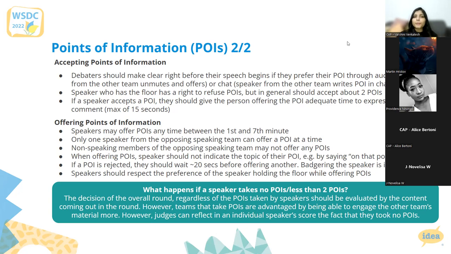If a speaker accepts the points of information, they should give the person offering adequate time to express their comment or question. So what's important is the little green box down there, which is what happens from a judge's perspective if a speaker takes no POIs or takes less than 2 POIs. So how would you treat that?